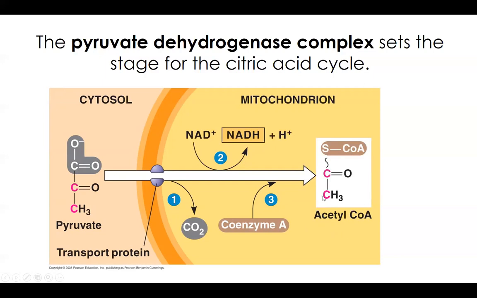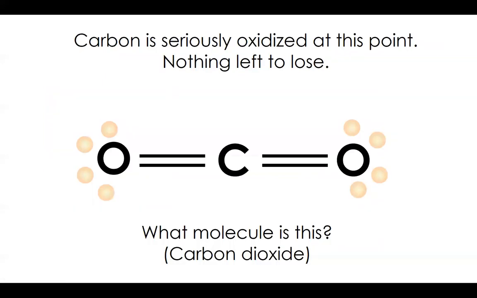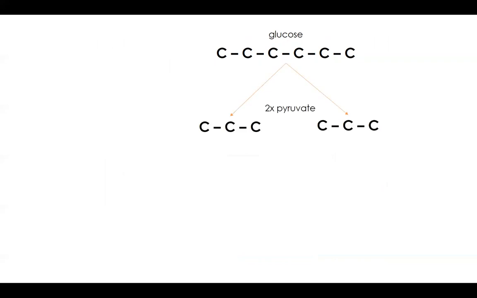Now let's go back. We've talked about that carbon dioxide, and let's remind ourselves what happened so far. We started with a glucose. We've now got 2 pyruvate before we enter pyruvate processing. That was just glycolysis. In pyruvate processing, we lose 1 carbon each as carbon dioxide. We also form some NADH at this point.